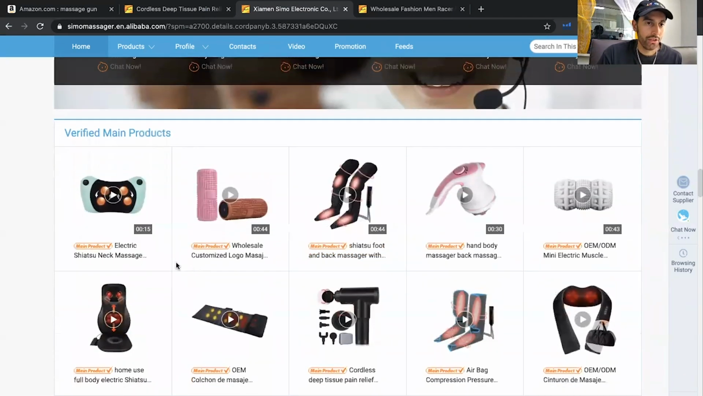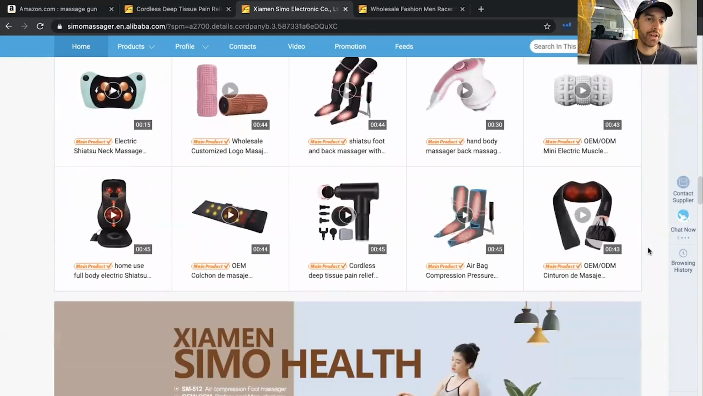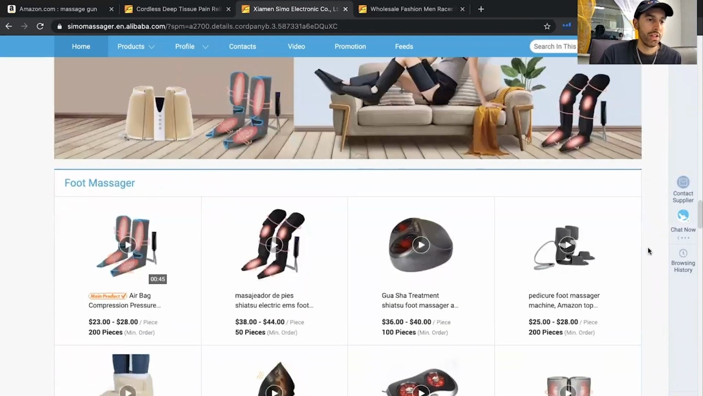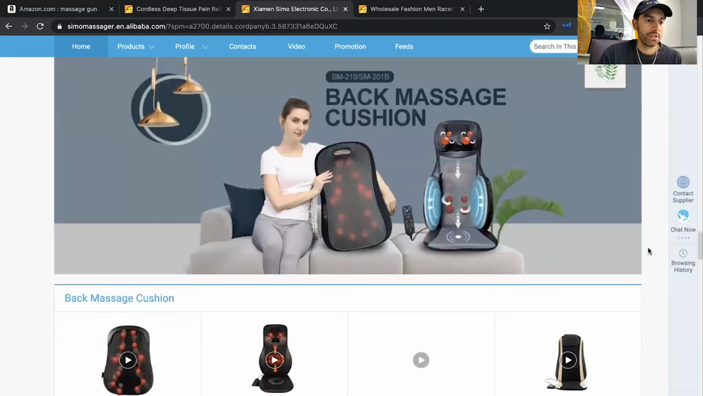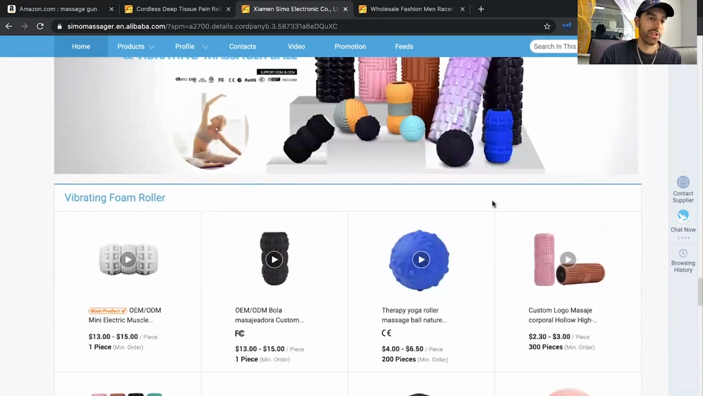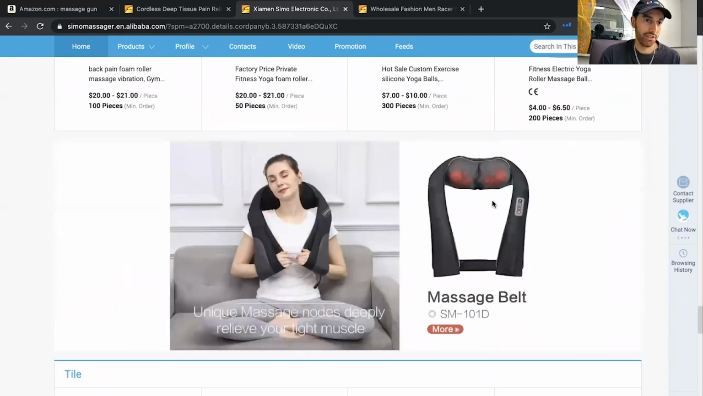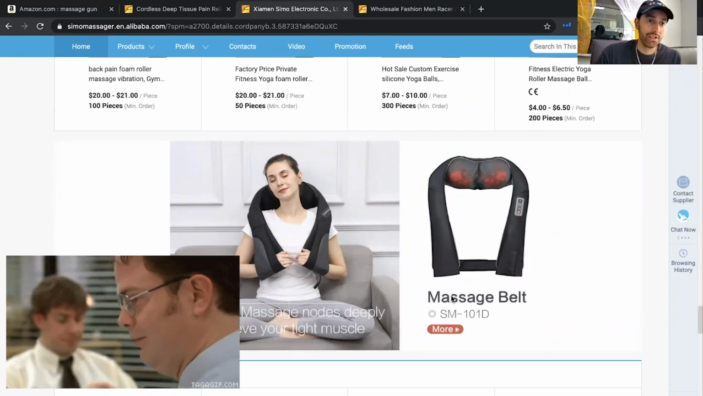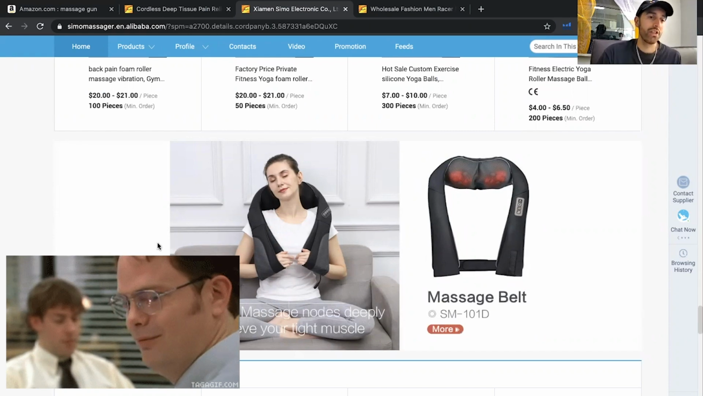Sales team you can chat to, other massage products you can look at if you're interested in doing more products. Awesome. Then they've also got into the massage rolling, so you can see that they're only specialized in massages. This product, I don't know about you guys, I've never seen this product before, massage belt. They've kind of given us another product idea.